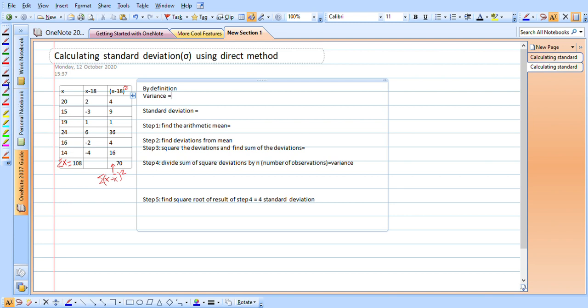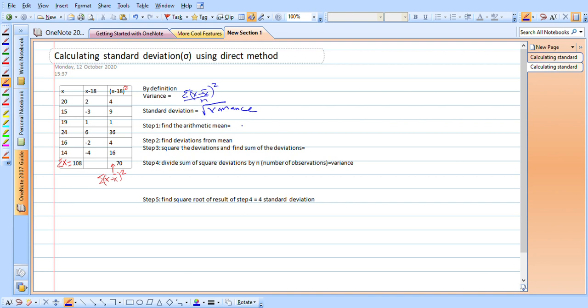Next, I have already indicated the specific steps that we need to follow, but first, by definition, we remind ourselves that variance, specifically for ungrouped data, is given by the summation of (x minus x bar) squared, divided by n. The standard deviation is the square root of the variance.